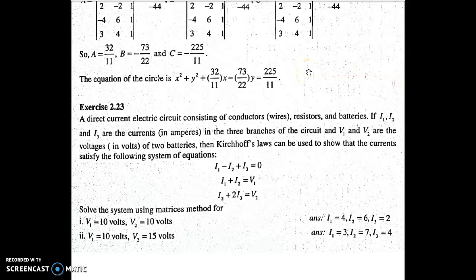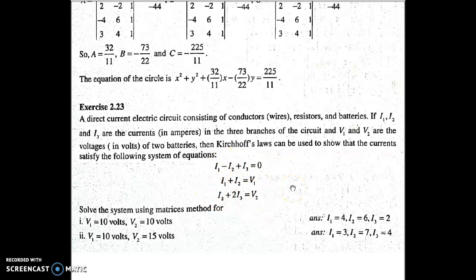Okay guys, for this next example of the practice exercise, it is about application, and it is about a direct current electric circuit consisting of conductors, wires or resistors and batteries. If I1, I2 and I3 are the currents in amperes in the three branches of the circuit, and V1 and V2 are the voltages in volts of two batteries, then Kirchhoff's laws can be used to show that the currents satisfy the following system of equations. This is the Kirchhoff's laws.